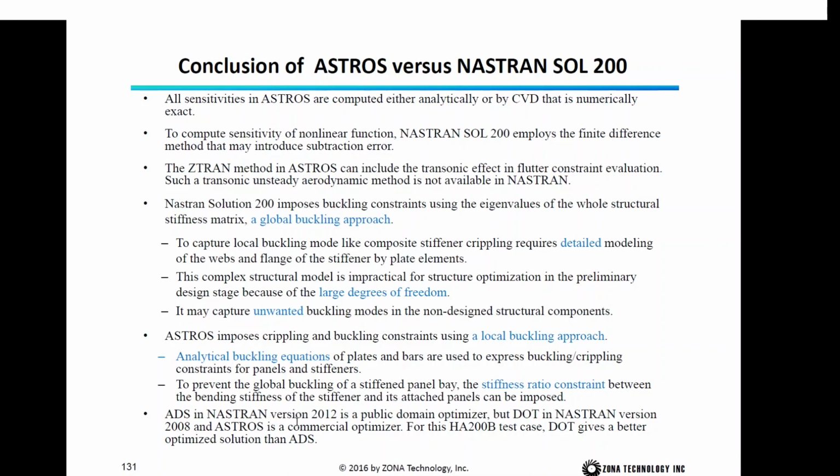ADS in Nastran version 2012 is a public domain optimizer, but that in Nastran version 2008 and ASTROS is a commercial optimizer. For this HA200B test case, that gives a better optimized solution than ADS.